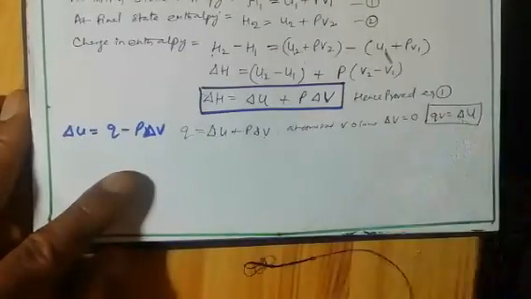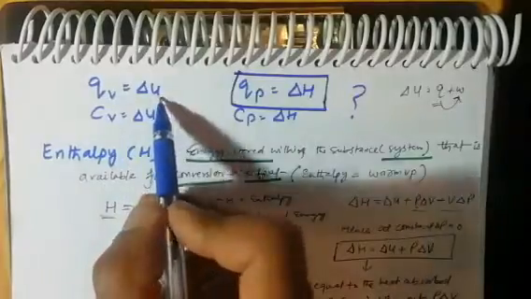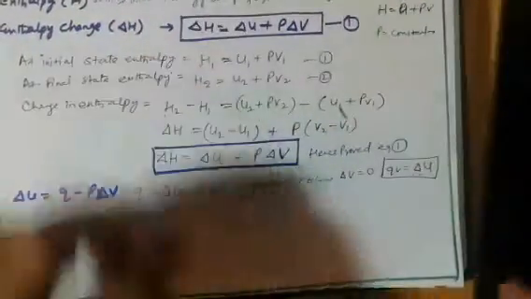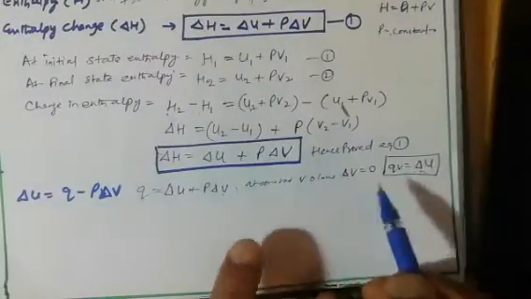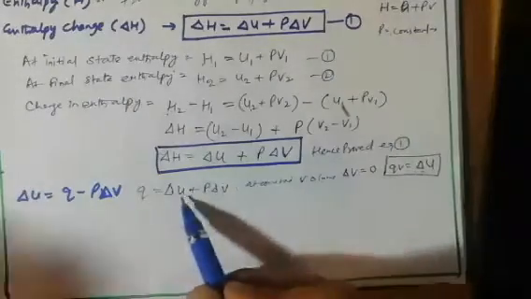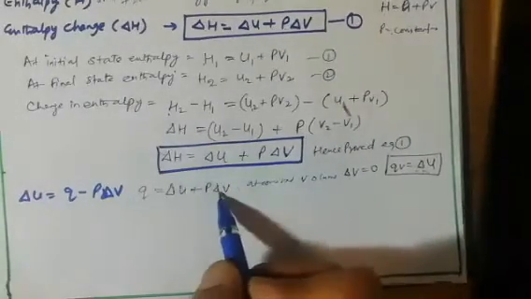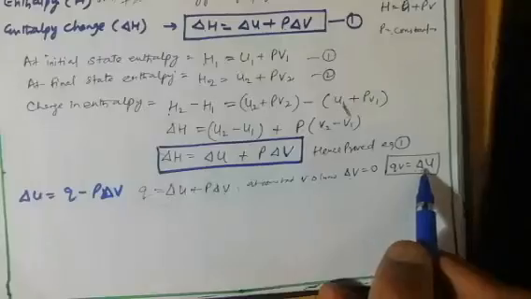Hence it is proved that Qv is equal to delta U. We proved that at constant volume, when delta V is 0, Qv is only because of internal energy. It is not from external energy. That's why it is only delta U.